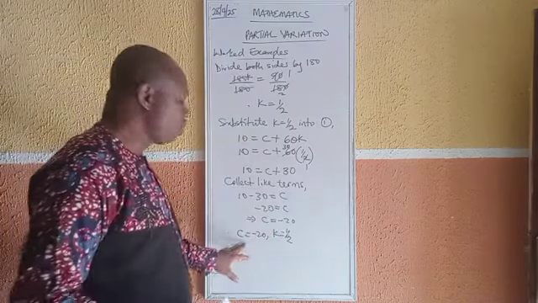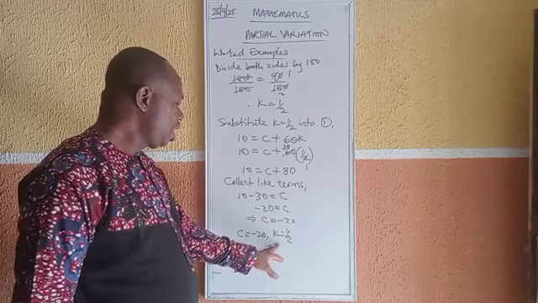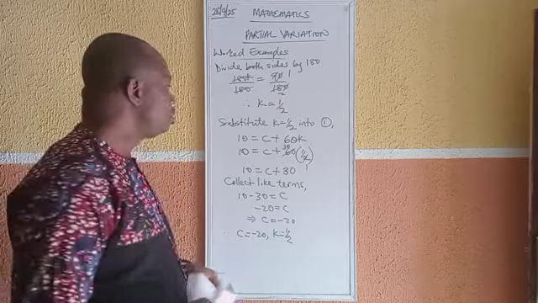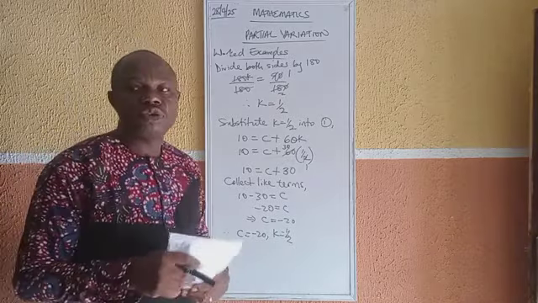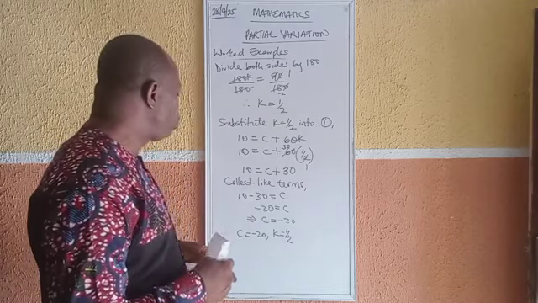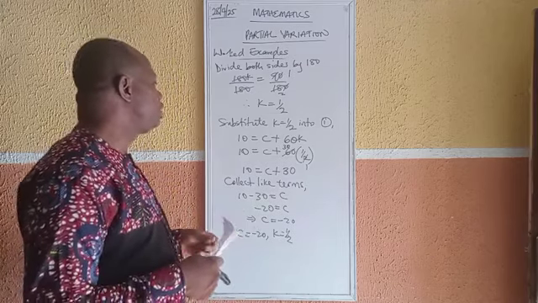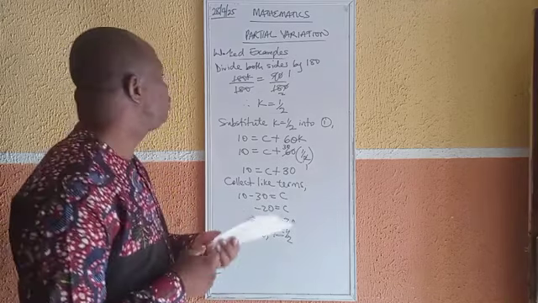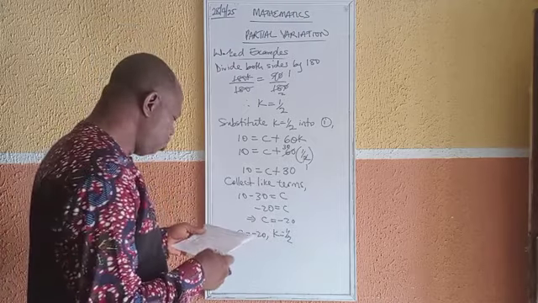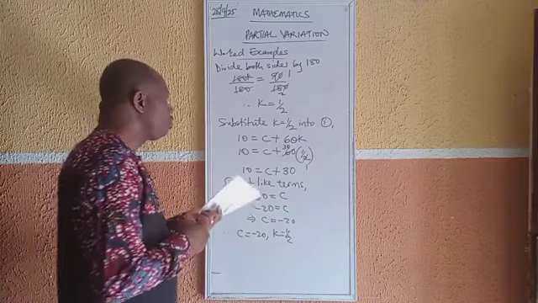So we know the values of the constants now, c and k. c is minus 20, k is 1 over 2. But remember what they asked us to find. They said the relationship that is connecting the two quantities. So how do we get the relationship that is connecting P and Q?